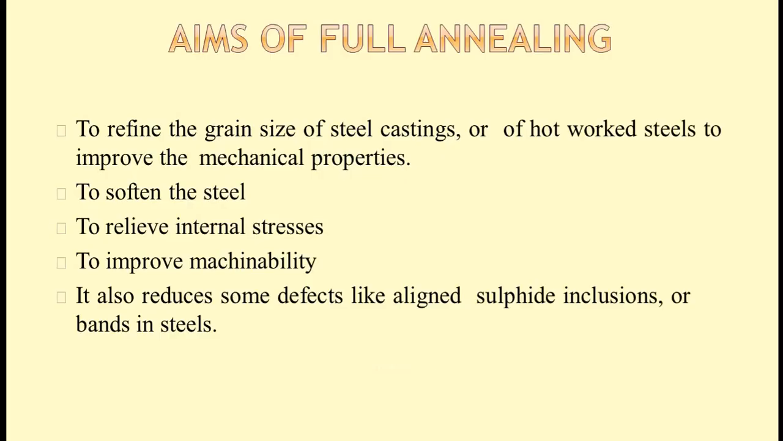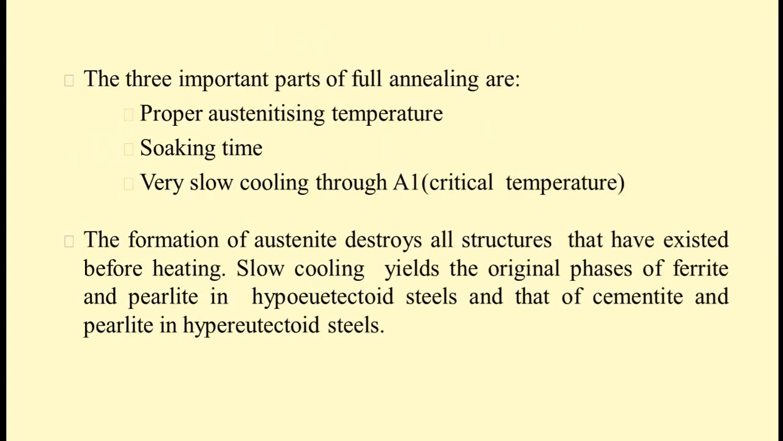Now the aims of full annealing are to refine the grain size of steel castings or hot worked steels, to improve the mechanical properties, to soften the steel, to relieve internal stress, to improve machinability, and also to reduce some defects like aligned sulfide inclusions or bands in the steel. These are the major benefits that we see of full annealing.